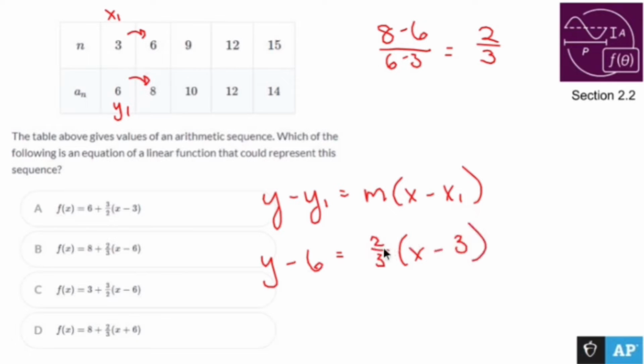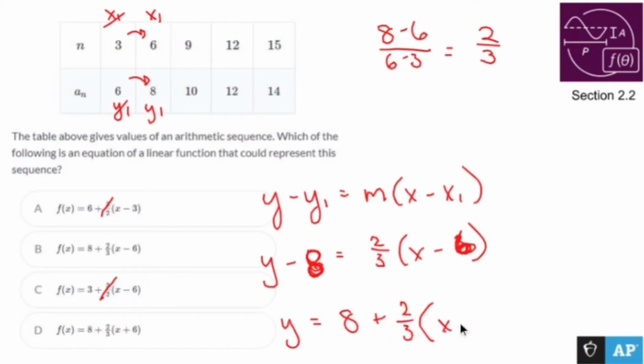So I need a slope of 2/3. And I take it back. They actually don't want me to use 3 and 6. They want me to use 6 and 8. So why don't I change this? Why don't I make this my x sub 1 and this my y sub 1? So now I have, watch me, I'll turn this into an 8. I'll turn this into a 6. But when I add 8 to both sides, it now will look like this: y equals 8 plus 2/3 times the quantity x minus 6, which is going to be B.